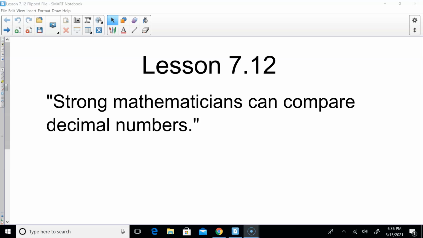Welcome, class, to Lesson 7-12. Today, strong mathematicians can compare decimal numbers. So take out your notebook and your pencil, write down today's date and the name of the lesson, and let's jump right on in.